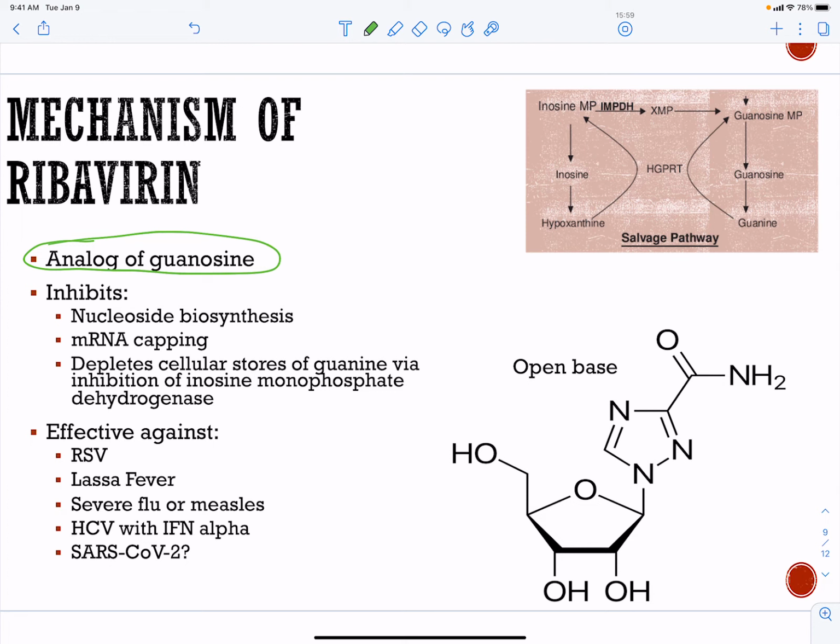It doesn't require a virus-specific enzyme necessarily to be activated. So it's going to be active against RSV, Lassa fever, flu or measles, possibly even SARS-CoV-2. There's data that suggests it can, data that suggests it doesn't. And it's all because it's going to interfere with the salvage pathway. Forming purines takes a lot of energy. And so if you can prevent recycling of those, the salvage pathway, which is what recycles them, then you're going to really put a big damper in cells that are actively replicating, especially viruses.